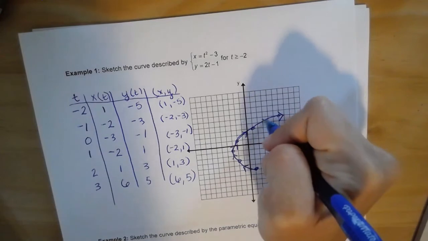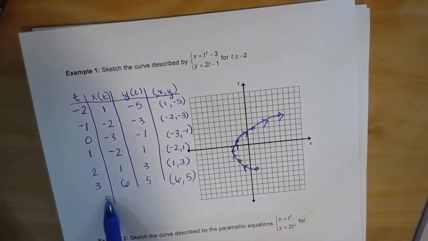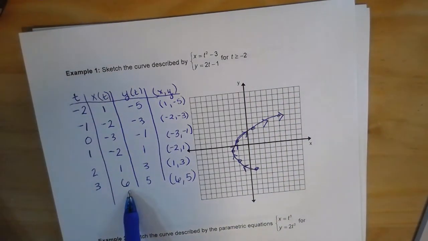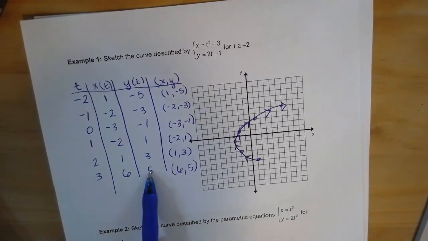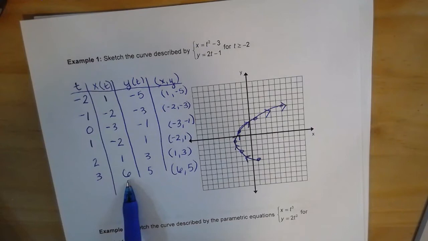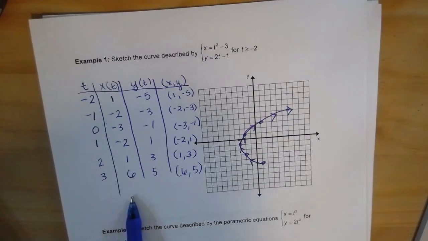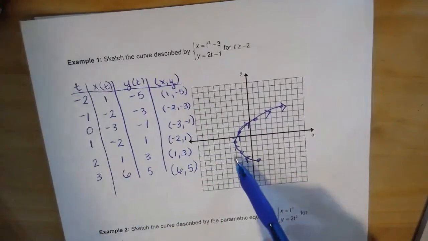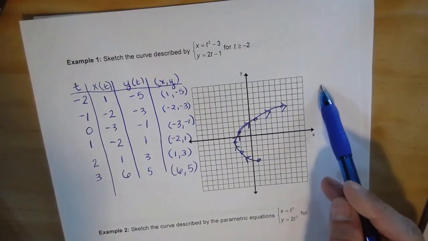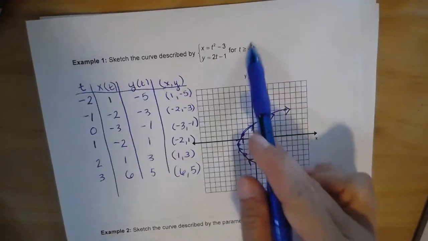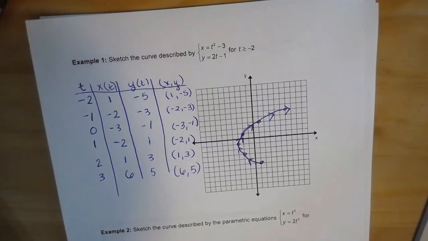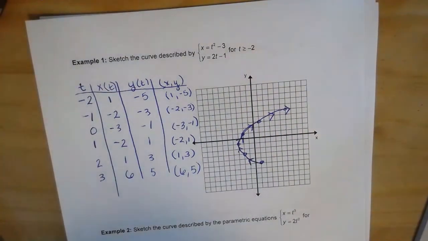If we kept going up, what's going to happen to this x value in this function, and what's going to happen to this y value in this function? Well, since we are going positive numbers, this one keeps raising up and this one keeps raising up, so it's going to keep going. We do not have a stopping point because it's just t is greater than or equal to -2. So we just graphed our first parametric equation.